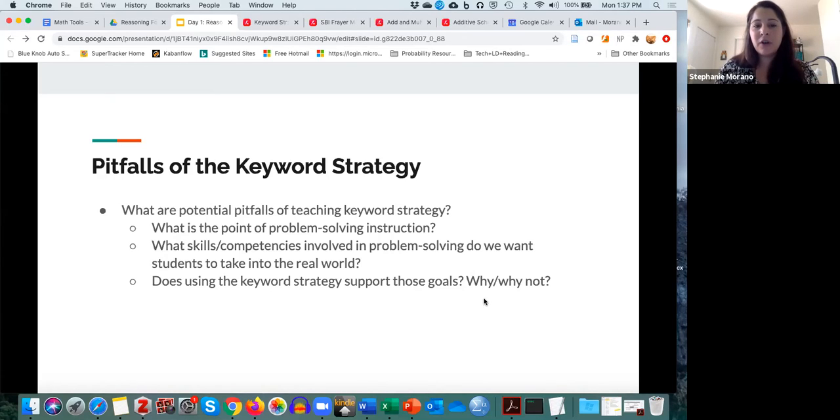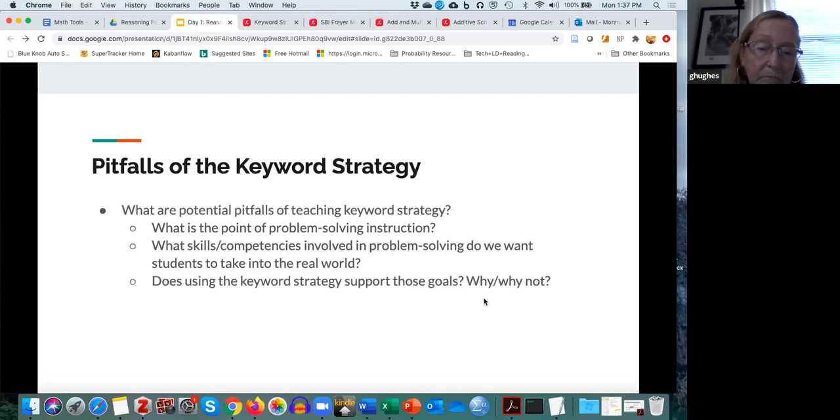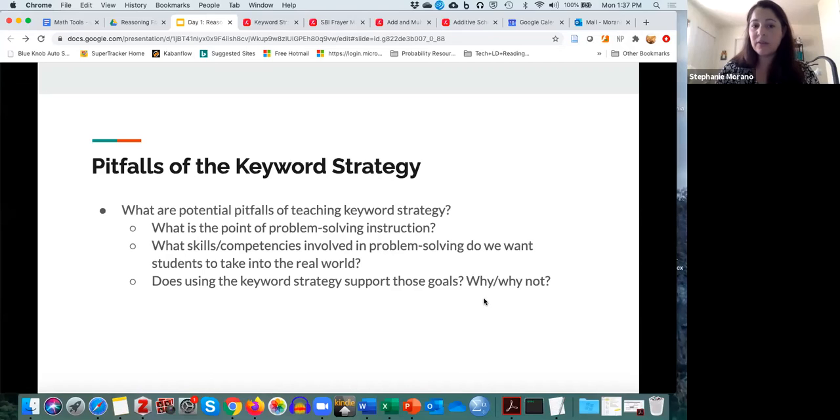And then I wanted you to also think a little bit more deeply about this. What are the skills or competencies involved in problem solving that we really want students to learn and to take out into the world with them? So would you type into the chat, please, something that your group talked about in relation to answering that question?